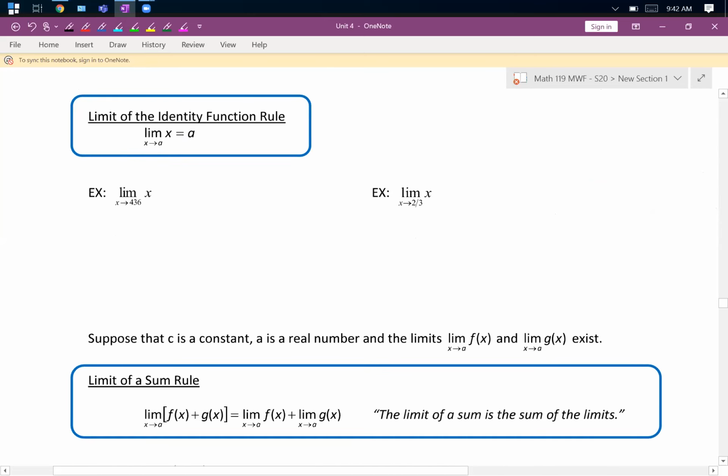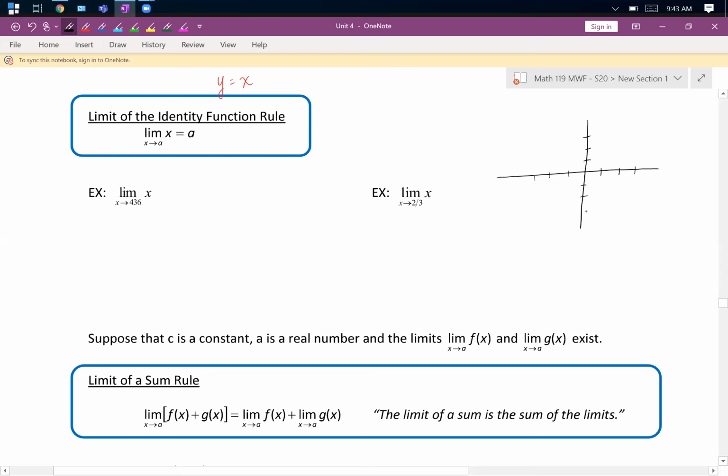Next, we have the limit of the identity function rule. And the identity function is just y equals x. So it says that the limit as x approaches a of x is always a. And again, that should make sense because our identity function is y equals x. That's a line with a y-intercept of 0, 0 and a slope of positive 1.